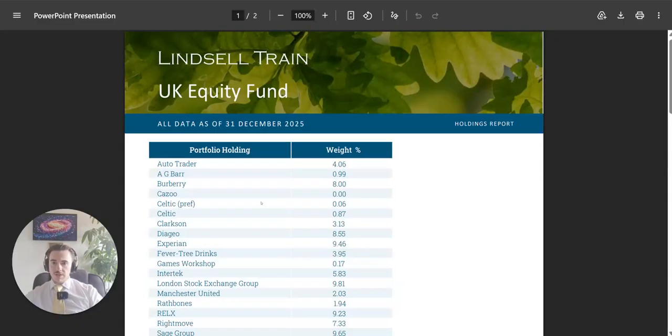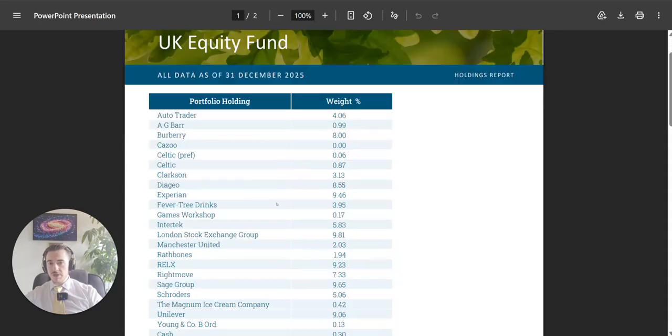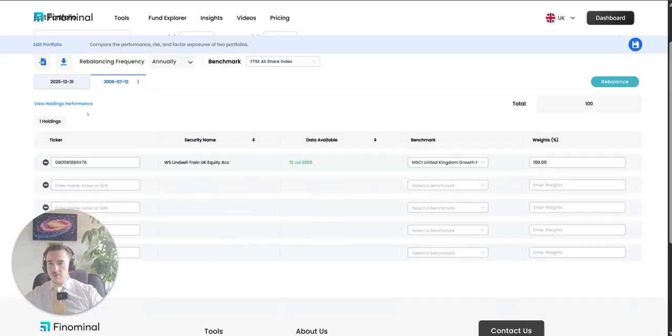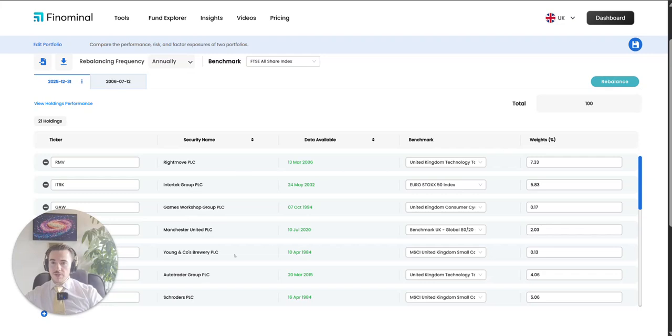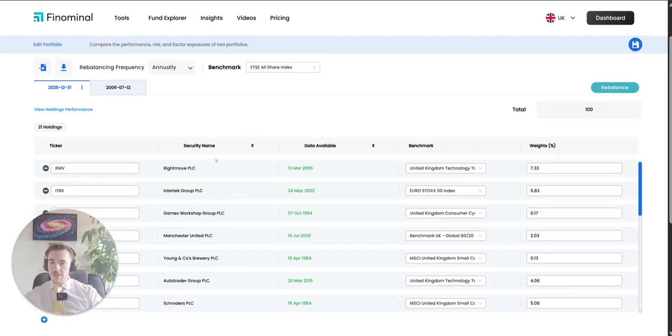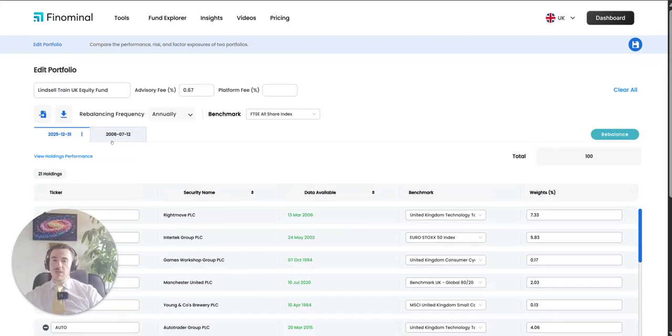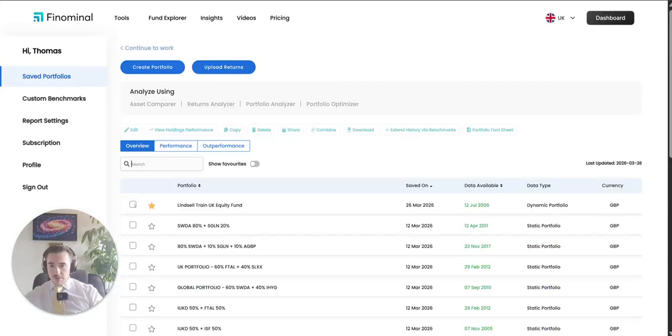Now, based off of Lindsell's most recent holdings report as of the 31st December 2025, I was then able to input those holdings on the platform. So we've got current holdings data along with full track record history as well. And I've selected the benchmark as the FTSE All Share, to note. So now that is established, let's continue with our analysis, where I will initially put this through the portfolio analyzer.